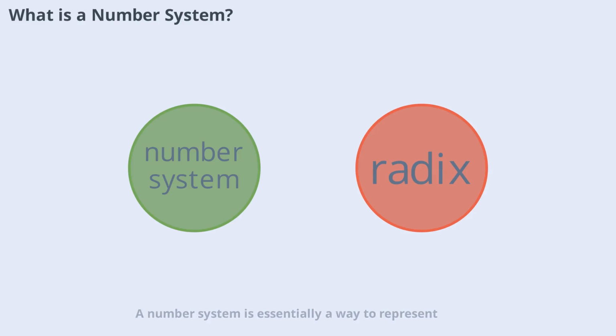A number system is essentially a way to represent numbers using a consistent set of symbols and rules. In our daily lives, we use the decimal system, which is based on 10 digits from 0 to 9. However, computers use other systems, such as binary and hexadecimal, to process and store data efficiently. Each number system has its own base or radix, which determines how many unique digits it uses. Understanding these systems is key to grasping how computers handle everything from calculations to memory storage.